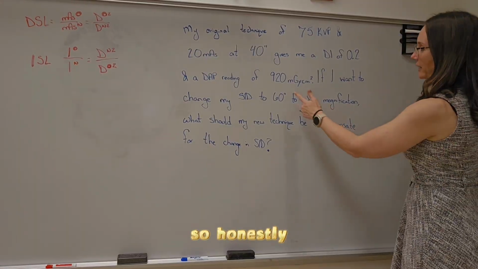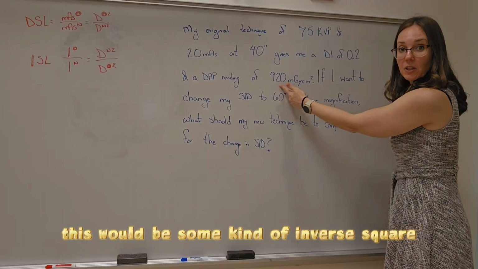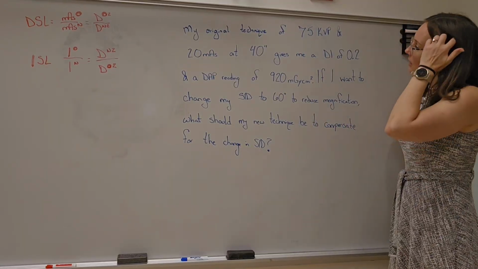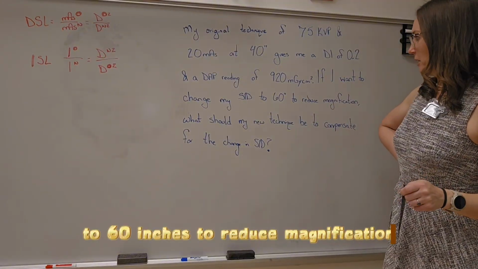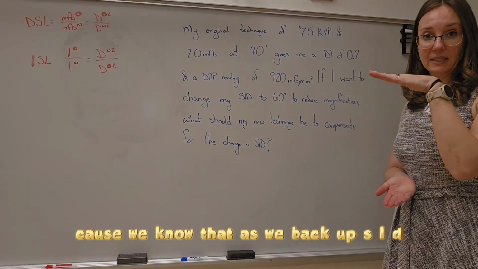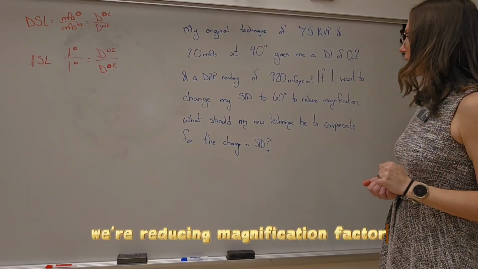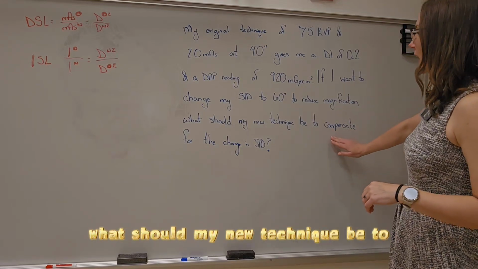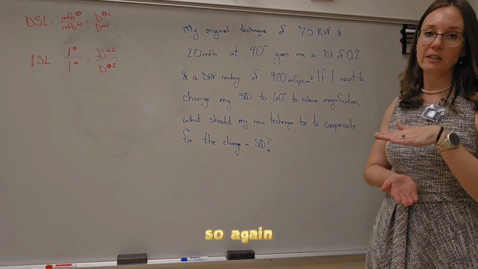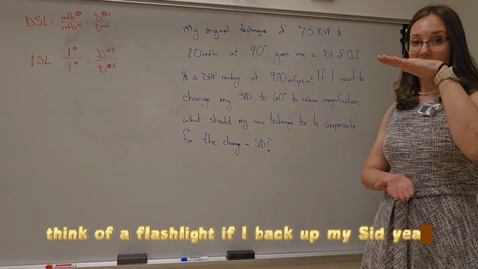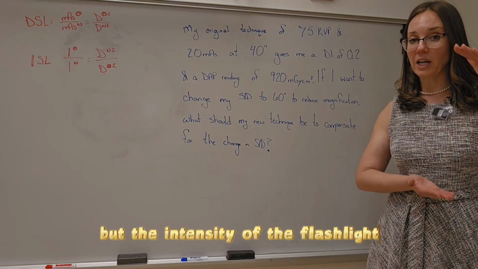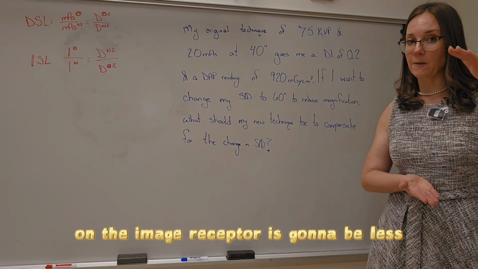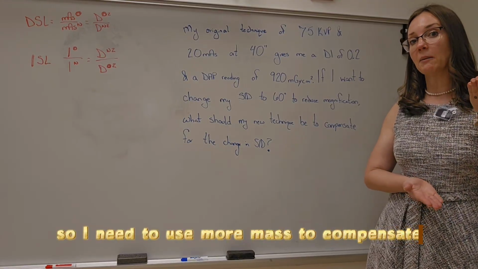So honestly, this would be some kind of inverse square law if I was asking about it. If I want to change my SID to 60 inches to reduce magnification, because we know that as we back up SID, we're reducing magnification factor, what should my new technique be to compensate for the change in SID? So again, think of a flashlight. If I back up my SID, yeah, I'm going to have less magnification, but the intensity of the flashlight on the image receptor is going to be less. So I need to use more mAs to compensate.